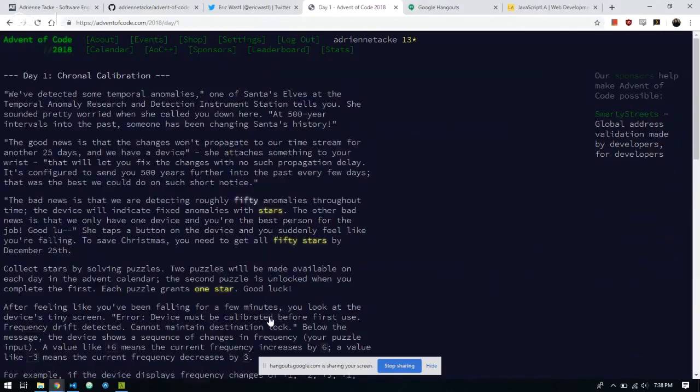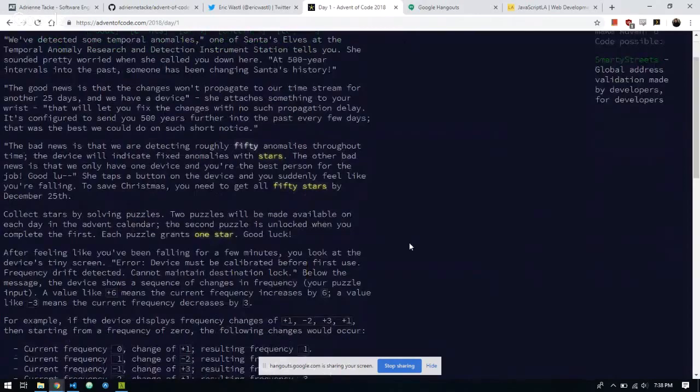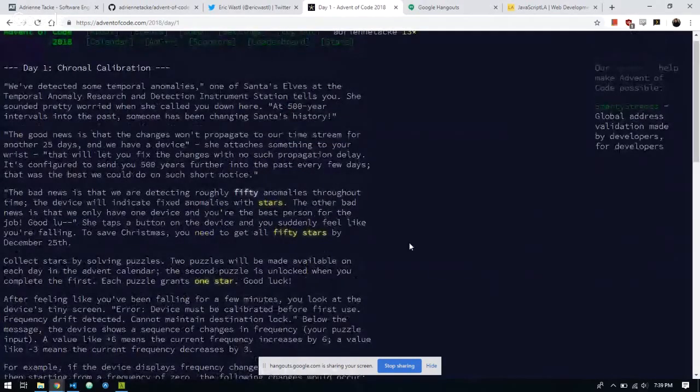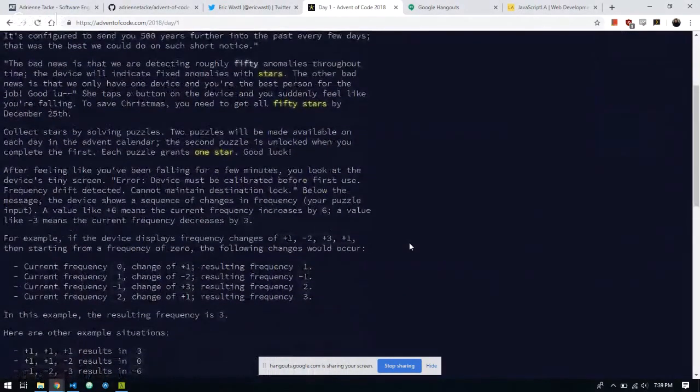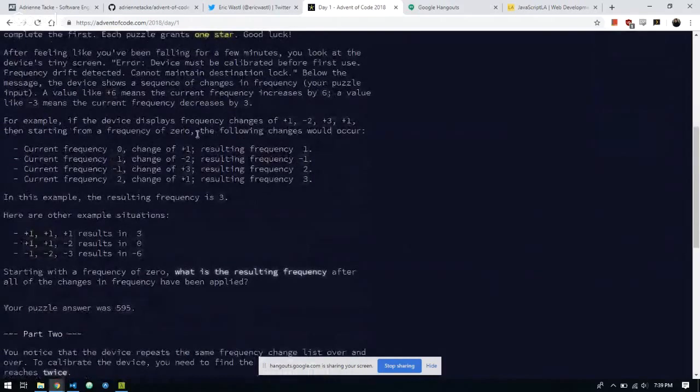And day 1 is this really long thing. He has this hilarious way of creating puzzles centered around Santa Claus and elves. So for this one, we've detected some temporal anomalies. One of Santa's elves at the Temporal Anomaly Research and Detection Instrument Station tells you, right? So each of these puzzles focus here, and this is where it gets interesting. You are given examples, and you are given a puzzle, basically, in this story. And we'll get to it a little bit.